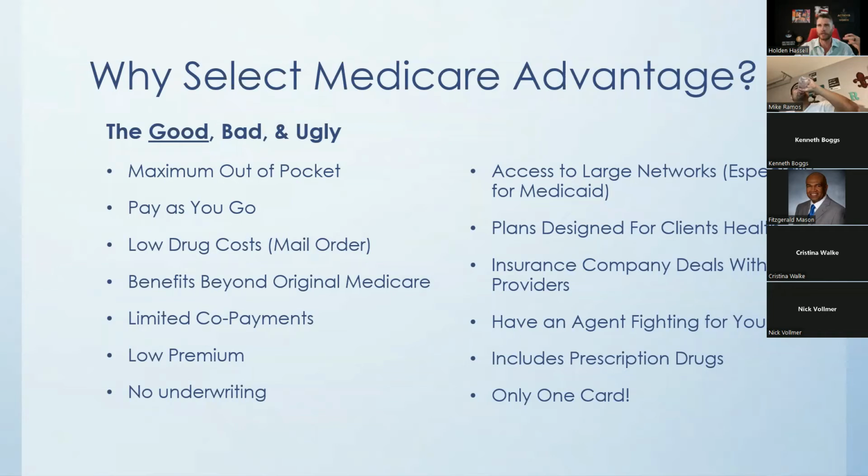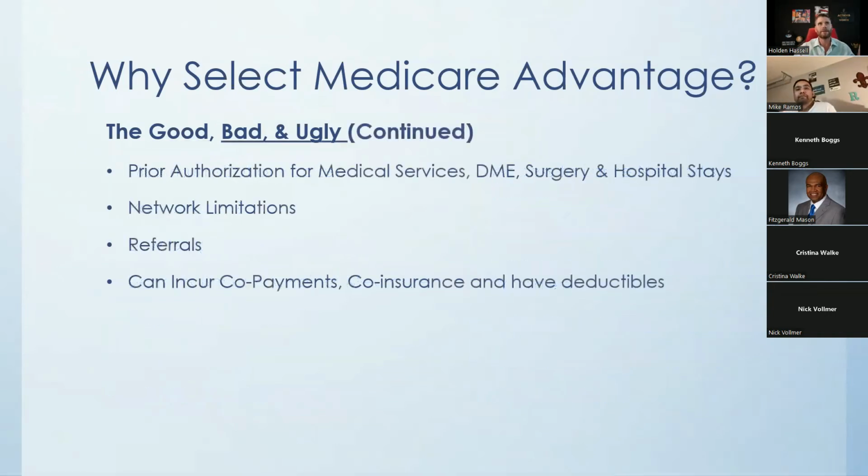It includes prescription drugs for the MAPDs, and you only got one card, like what we're talking about. Here's the bad and the ugly. Prior authorization for medical services: DME, which is durable medical equipment, surgery and hospital stays. What does that mean? If you're on a Medicare supplement plan and you have original Medicare and your doctor says you need hip surgery, you get the hip surgery. Medicare or your health insurance company, they don't fight it. Doctor says you need it, you go get it done.